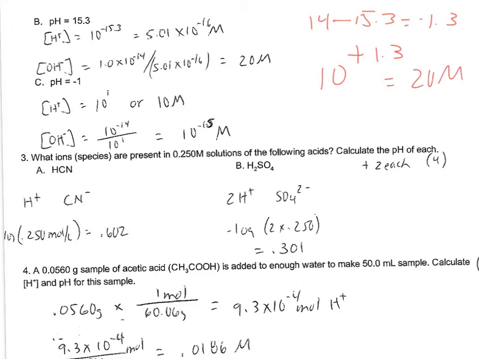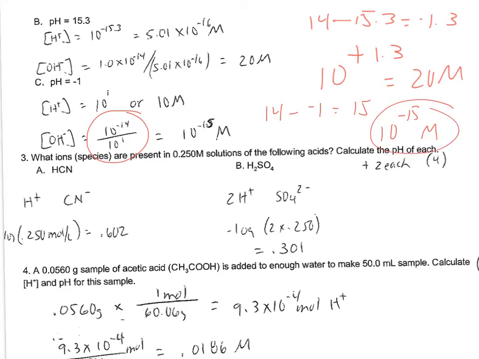So then looking at the last one, pH is a negative 1. So the H plus concentration is 10 to the negative 1, or 10 molar. And then my OH, I took 10 to the minus 14th over the 10 to the 1, and that's how I got 10 to the minus 15th. But again, I could have taken 14 minus a minus 1 and gotten my pOH of 15, and then taken 10 to the negative 15 to get my OH concentration. Either way should yield you the same result.